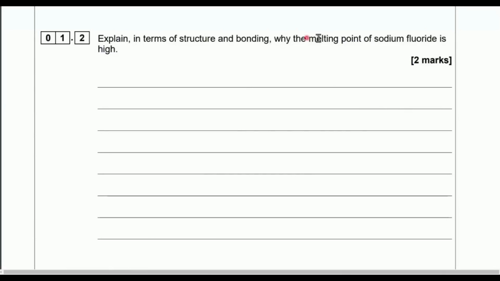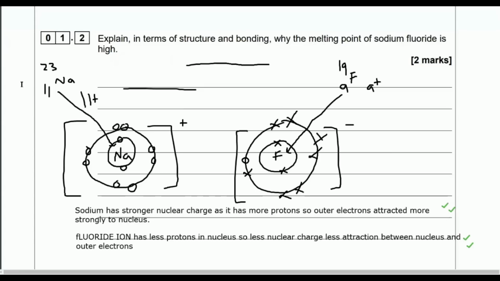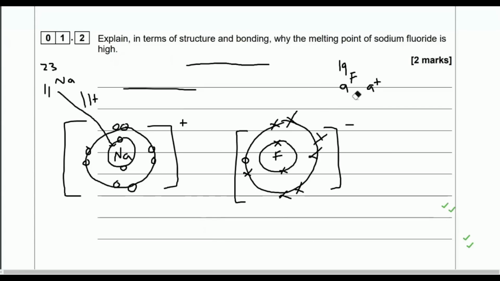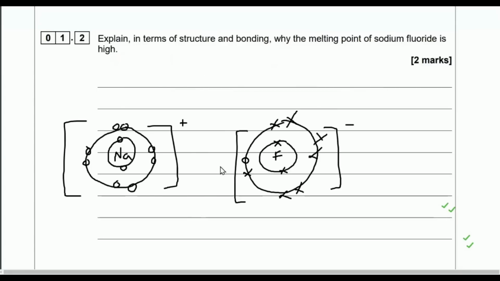Explain in terms of the structure and the bonding why the melting point of sodium fluoride is high. So you all know from GCSE that ionic compounds have a giant ionic structure. If I bring up the ions again, we can see we've got the sodium ion and the fluoride ion here. Of course, because one is positive and one is negative, there's a force of attraction between them. This is a strong electrostatic attraction.